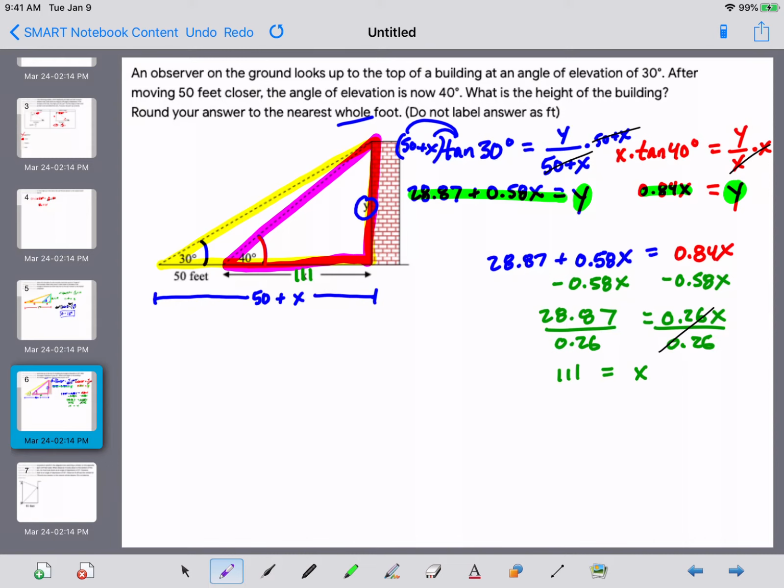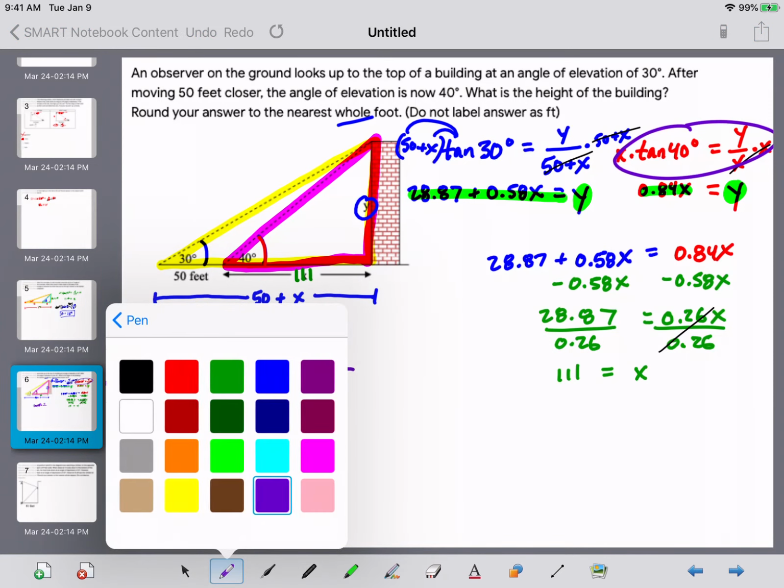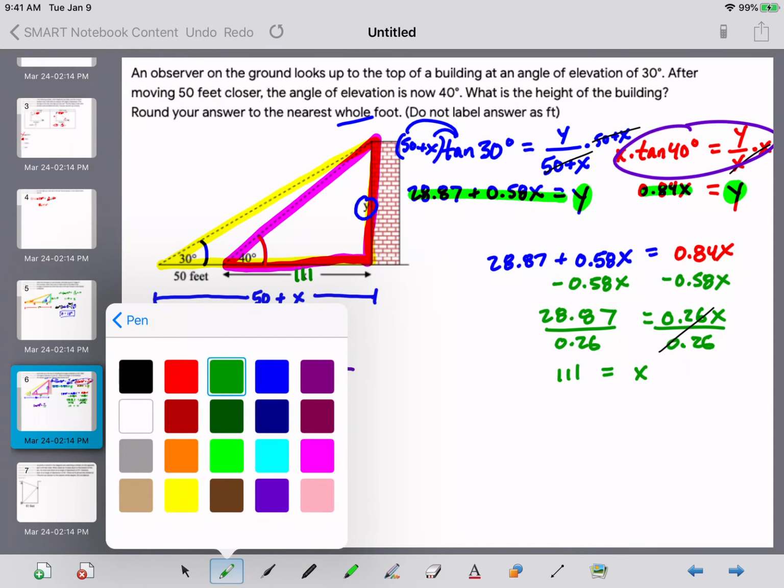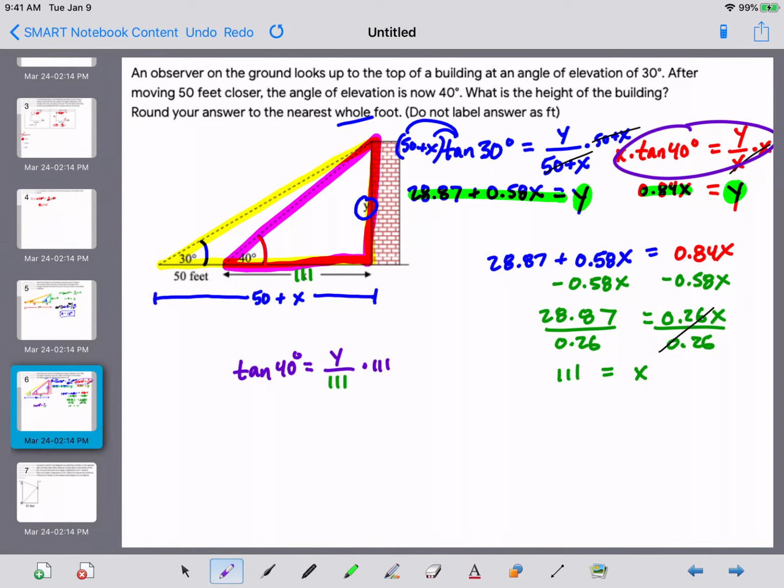All right, remember up here where we said tangent of 40 is y over x? Well, now we know x is 111. So we're going to say tangent of 40 degrees equals y over, remember we know x is now 111. All right, so if we multiply both sides by 111 and throw that in our calculator, we'll do 111 tangent of 40, and we get 93 degrees, or 93 feet as our y.